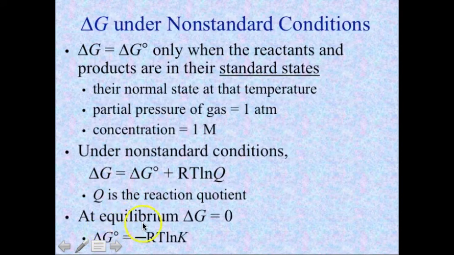Now, at equilibrium, delta G equals 0. So you can rearrange this equation if you bring plus RT ln Q to the other side. Remember, delta G is now 0. You will have delta G0 equals minus RT ln K, the equilibrium constant. So you now have an equation that links the delta G at standard conditions to the equilibrium constant of the reaction. Delta G0 equals minus RT ln K.